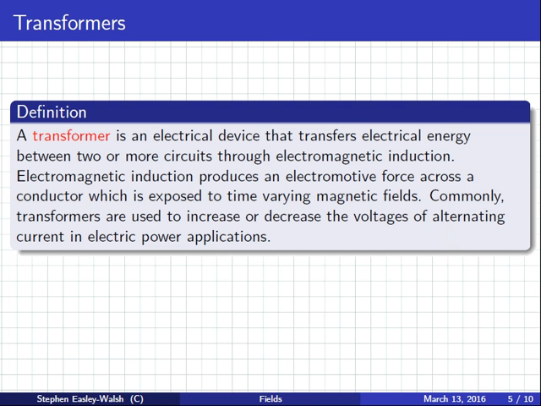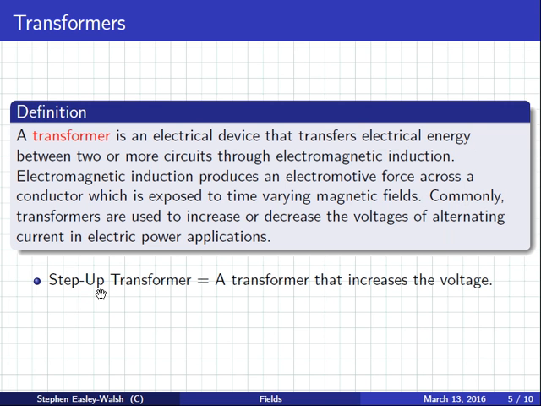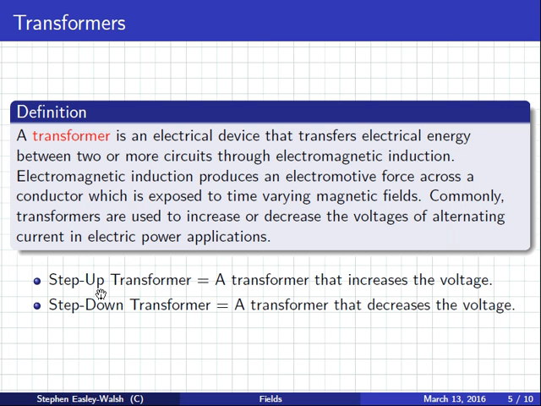Transformers can be used to decrease the voltage and increase the voltage. So, if you want to increase the voltage, we use this adjective step up. We have a step up transformer, means it'll increase the voltage. And if you want to decrease the voltage, well, no surprise, we call it a step down transformer, a transformer that decreases the voltage.